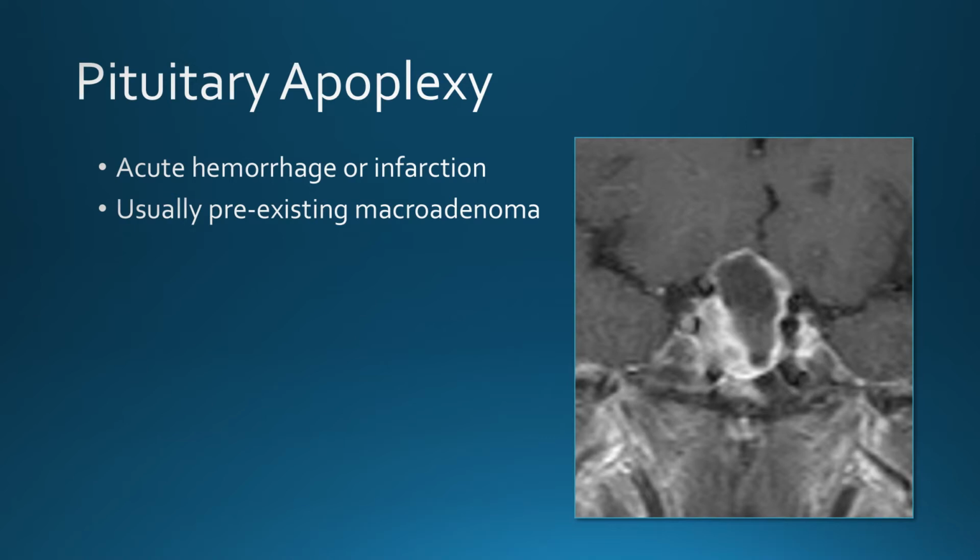So this is either acute hemorrhage or infarction, and it usually occurs in a pre-existing macroadenoma. So the patient usually has a macroadenoma and then infarcts or hemorrhages into it and presents with acute headache, often visual problems because the hemorrhage causes acute enlargement of the gland.